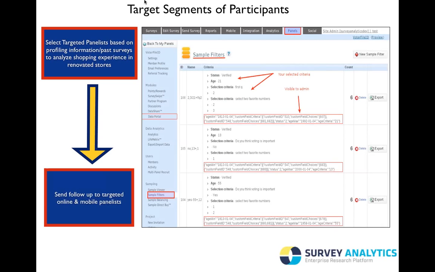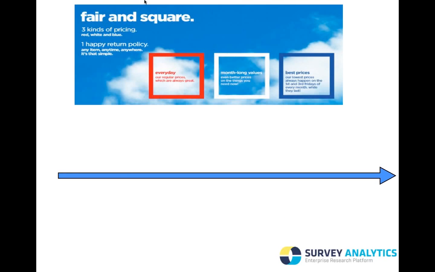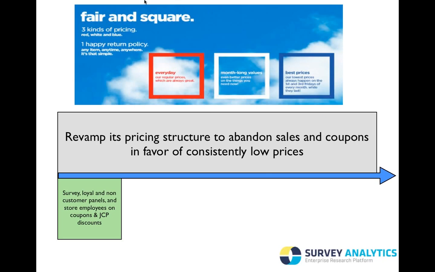Other things you can also do is target segments of participants. So here in our system, you'll be able to select a target panelist based on profiling information or past survey to analyze shopping experience in renovated stores. So if you decide that you want to target people, ages 21 to 29 who are not JCPenney shoppers and you want to go after them, then you can go ahead and create a filter to target these people. You can also do one of loyal customers, of ages 40 to 56 and try to target them.